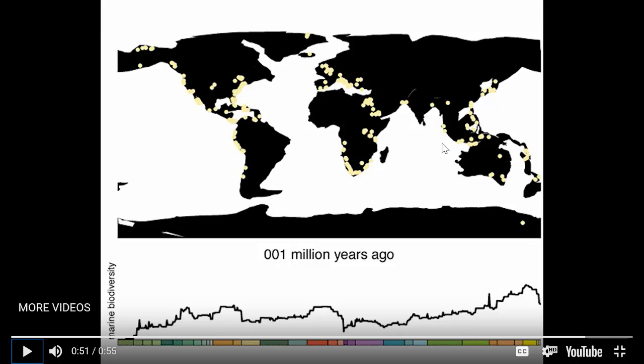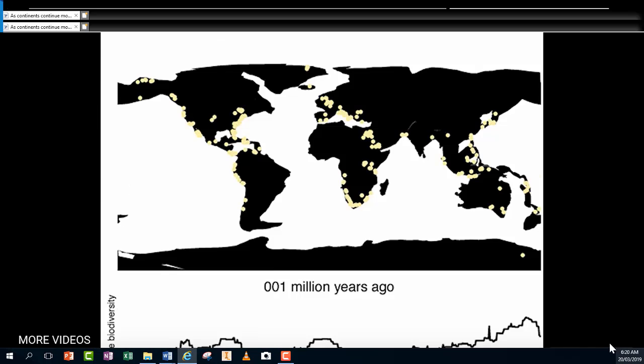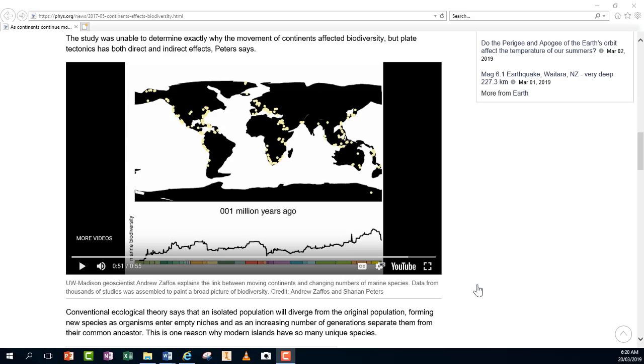Okay, so there we have it. Again, our marine diversity when India collided with Asia, that was when we had the most, just before is when we had the most marine diversity. So that's interesting to know, and now we can go back and have another look at our graphs.